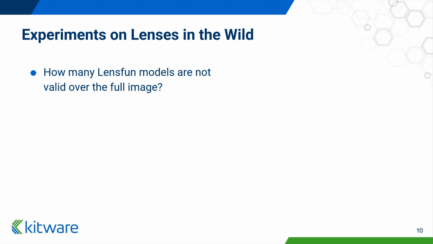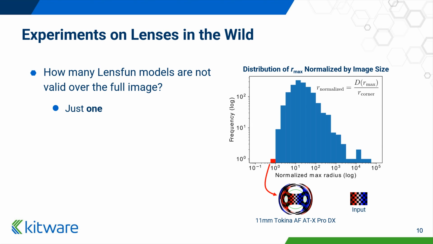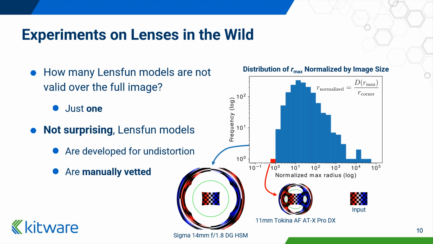So the next question is, how many of these Lensfun models are not valid over the full image and would have problems with undistorting the image? Well, in this case, just one. And that's not all that surprising because the Lensfun models are developed for this undistortion problem, and they're manually vetted before being added to the database. And so you would not expect any of these models to have that problem.